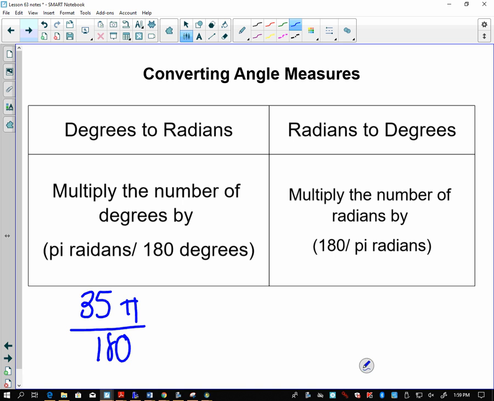Okay? If I want to convert from radians to degrees, multiply the number of radians by 180 divided by pi radians. That seems really confusing. Okay? Again, if I'm converting from radians to degrees, multiply the number of radians by 180. Whatever the radians are, multiply by 180 in the numerator. Okay? Are we all good so far? Okay. Do we need to work out another example? Okay, great.